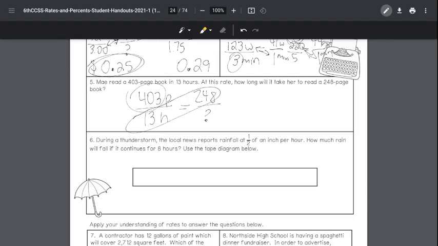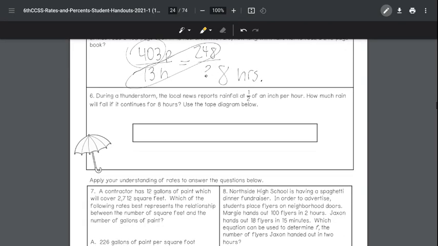248 times 13 equals 3,224. Divide that by 403, and we get 8. Okay, it's going to take her 8 hours to read a 248-page book.